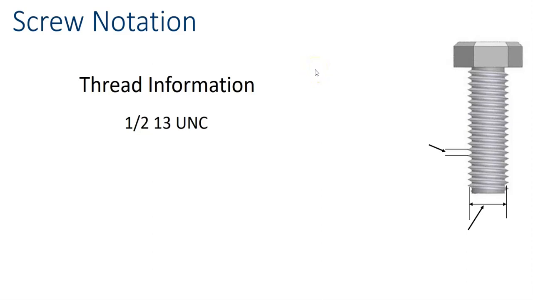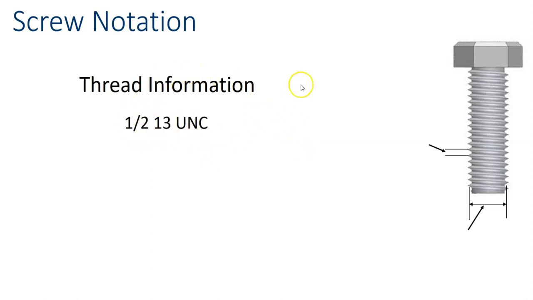Before we start to model threaded fasteners, we need to know a little bit of information about how we code or how we organize this. The way that we're going to talk about threads is through what we call thread notation right here. If you go to Lowe's or Home Depot and walk into the hardware aisle, you're going to find rows and rows of these fasteners that have this information.